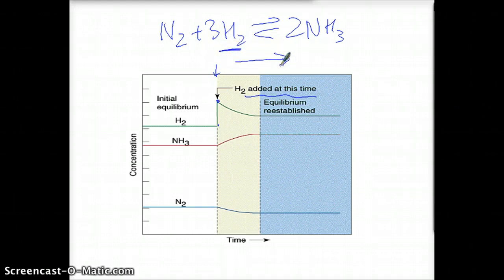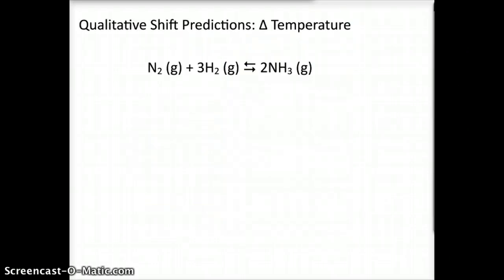How can we tell that that's true? Well, look what happens to the amount of NH3. After that H2 is added, the amount of NH3 increases until we get back to equilibrium again, which makes sense with our shifting right prediction. We'll analyze these graphs in class a little bit more. But for now, what about changing temperature?